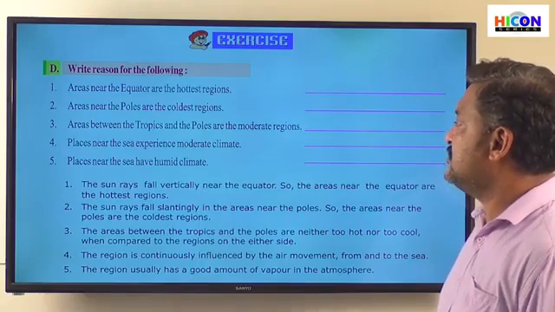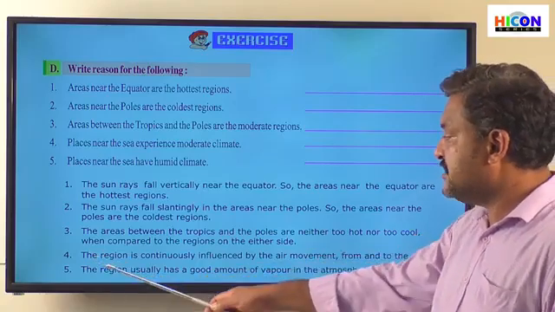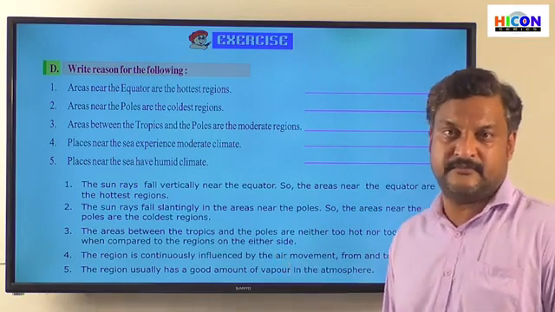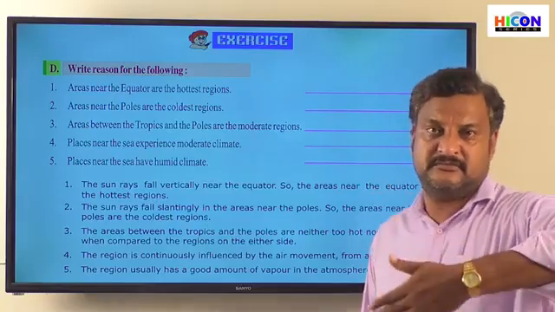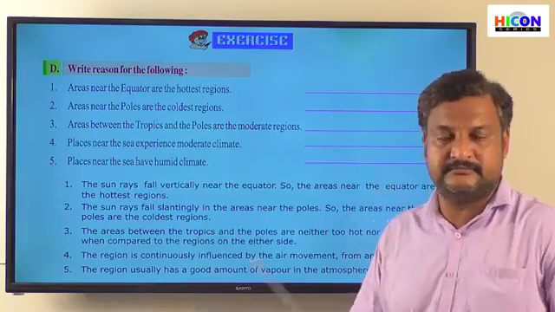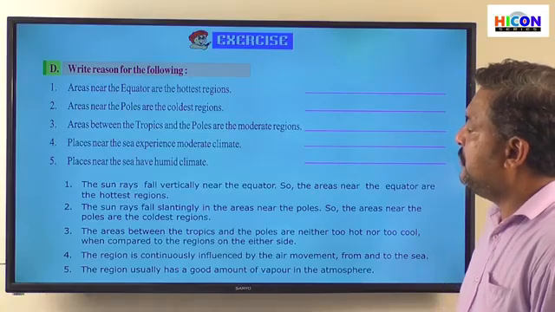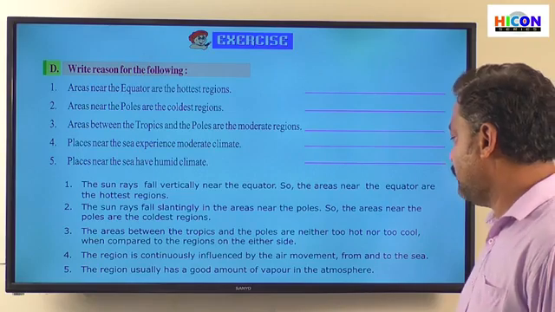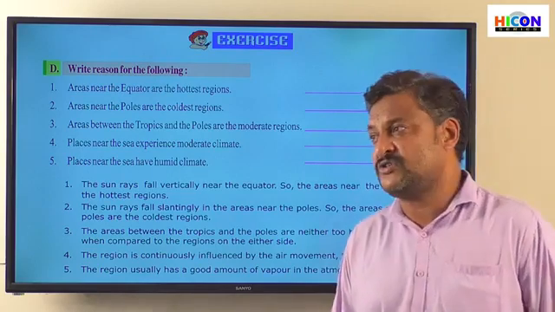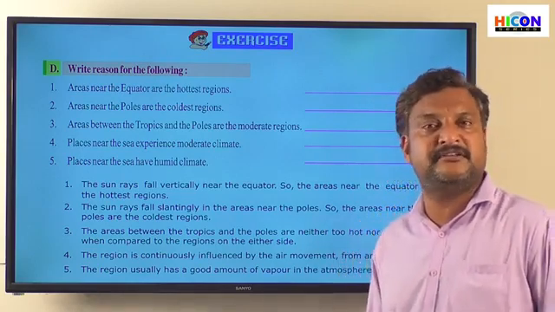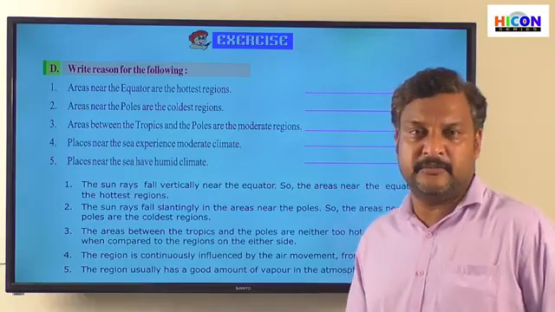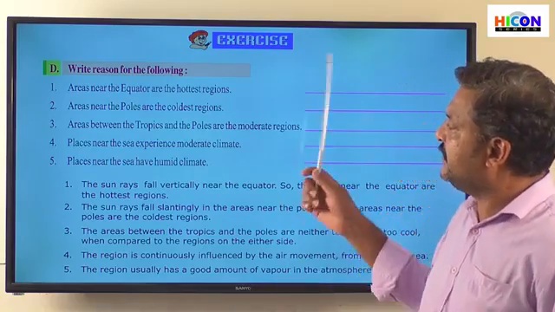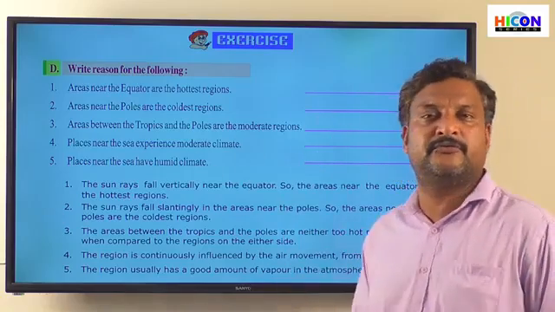Places near the sea experience a moderate climate. The region is continuously influenced by the air movement from and to the sea, from the land to the sea, from the sea to the land, isn't it? Places near the sea have a humid climate. The coastal regions always have a good amount of vapor in the atmosphere, and it makes the air very heavy, humid, right?